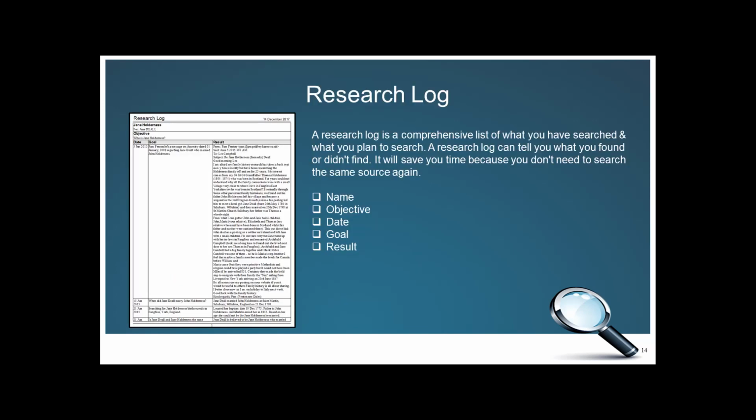A research log is a comprehensive list of what you've searched and what you plan to search for an ancestor. It will save you time because you don't need to search the same source again and again. Here's a breakdown of the research log. Name and objective at the top of the form. Column headings are date, goal, and result of your search.